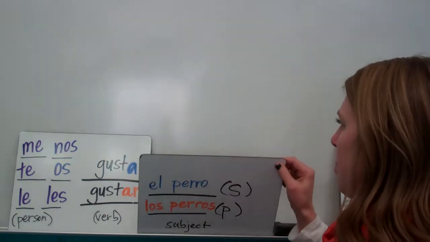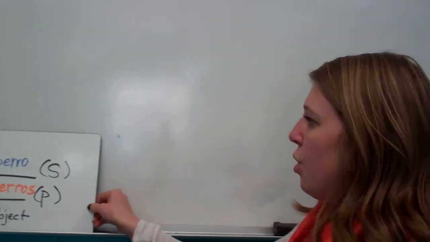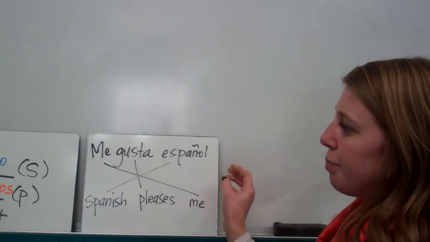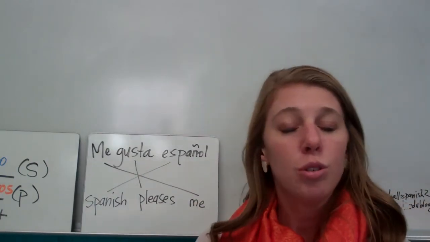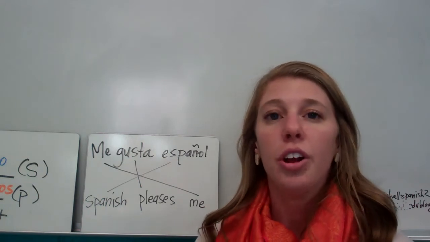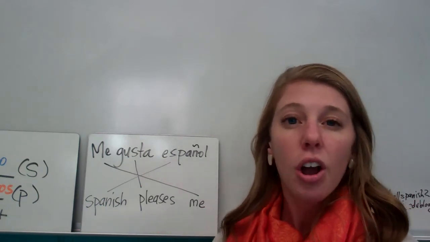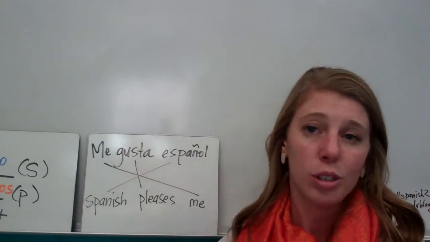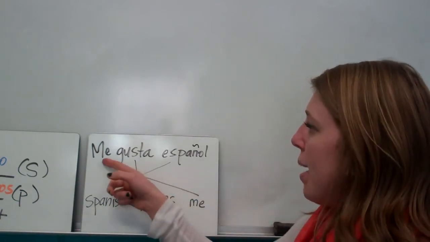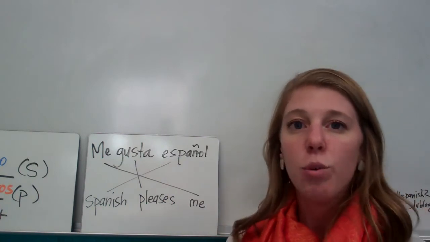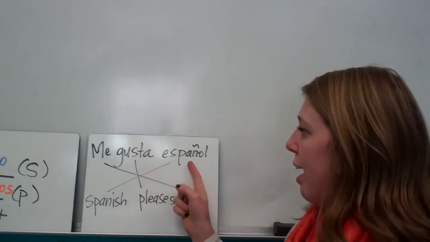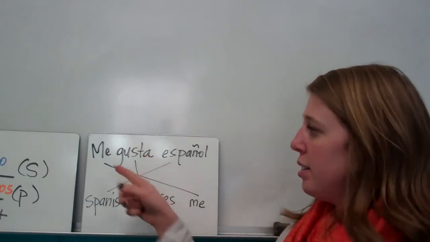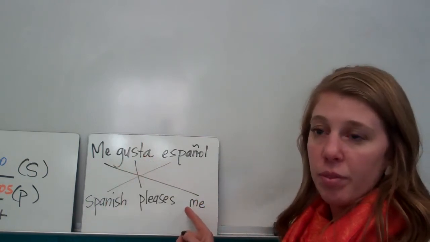So let's do some quick examples really fast. So at the bottom, we have some Gustar-like sentences. So we're going to learn how to translate them to English, and all you have to do is read from backwards to forwards, and it makes a lot more sense. So let's look at this one. Me gusta español. In order to interpret what it says, we're just going to have to read it backwards. So Spanish pleases me. Okay?